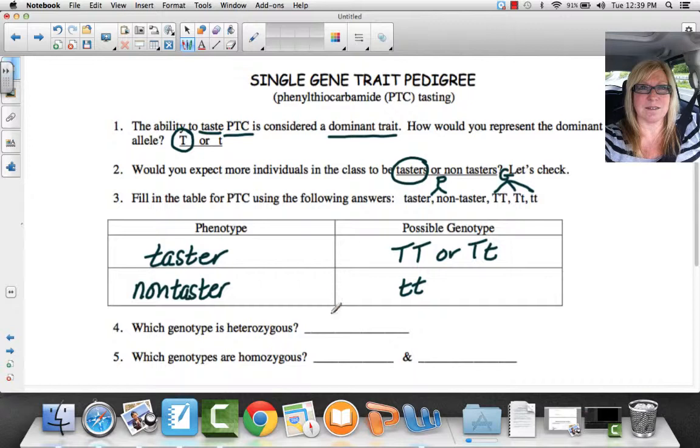Which genotype is heterozygous? Hetero means different, so that would be our big T, little t, and homozygous means the same, so big T, big T, or little t, little t.